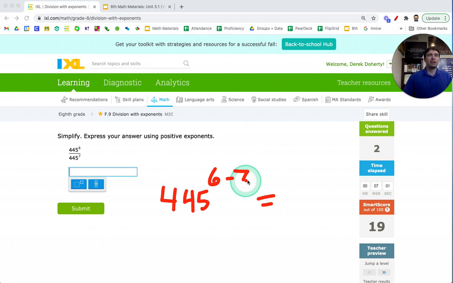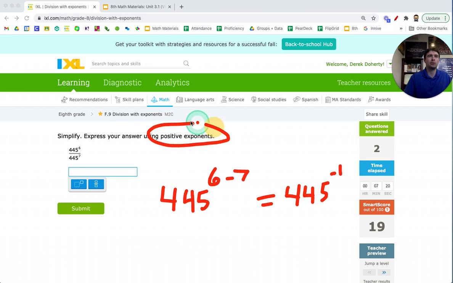And 6 minus 7, you may recall from last year, is going to be a negative number. That's going to give us the power of negative 1. So if I use my division rule for exponents, it says take the top, subtract the bottom. But when the bottom has more copies than the top, I end up with a negative number. In this case, a negative exponent of negative 1. And they said here I can't use negative exponents. I need to use positive ones.